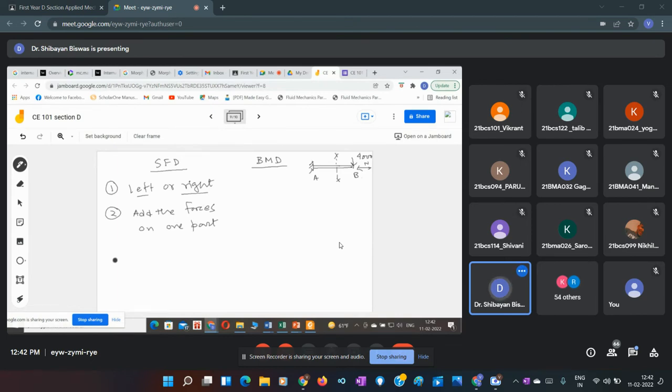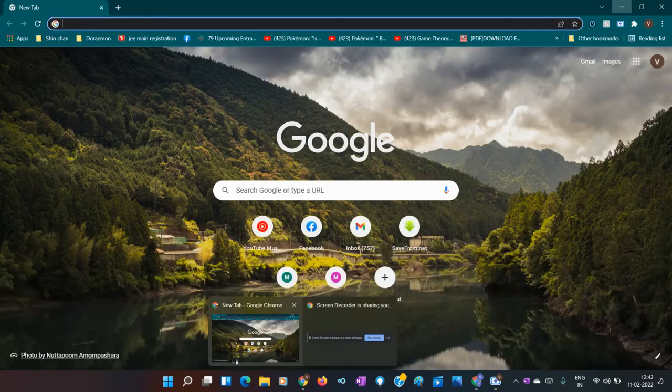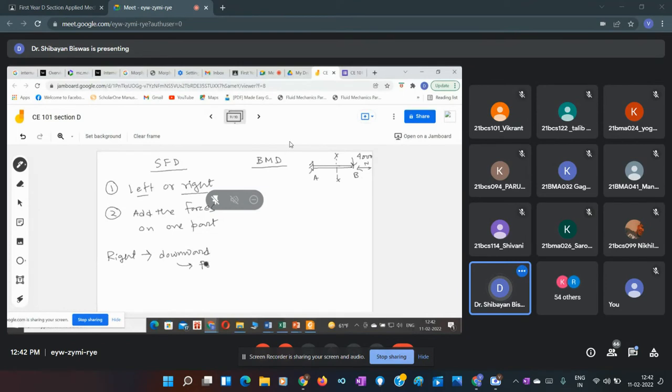What will be the sign for right part? For right part, if the force is downward, we will take it as positive, and upward we will take it as negative. Okay, and if we want to look for left, remember this is not additive, left or right, कोई एक choose करने से we can find out the shear force.